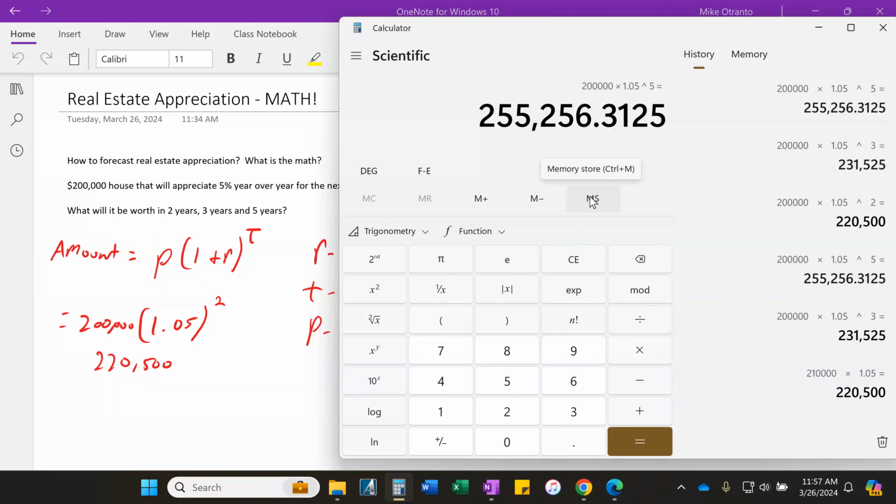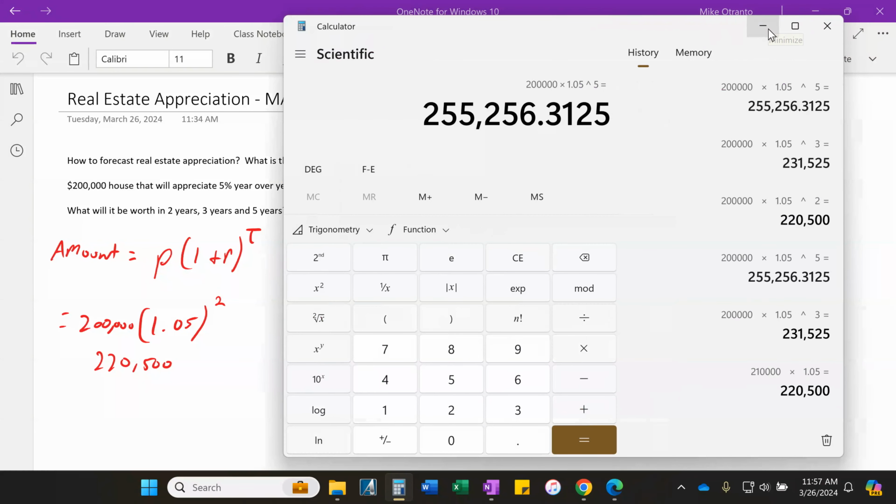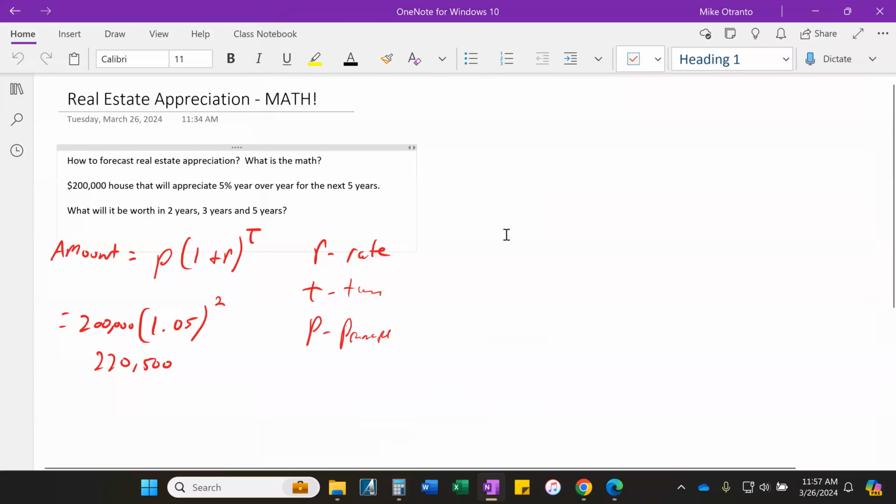So this is an easy way to calculate appreciation. Really what this is, this appreciation is compounding. The formula for compound interest is the same, with your principal times 1 plus rate raised to the power of time. So this is just an easy way to use a calculator to figure this stuff out. There is a 10BII calculator that you can use, but this is just so much easier.